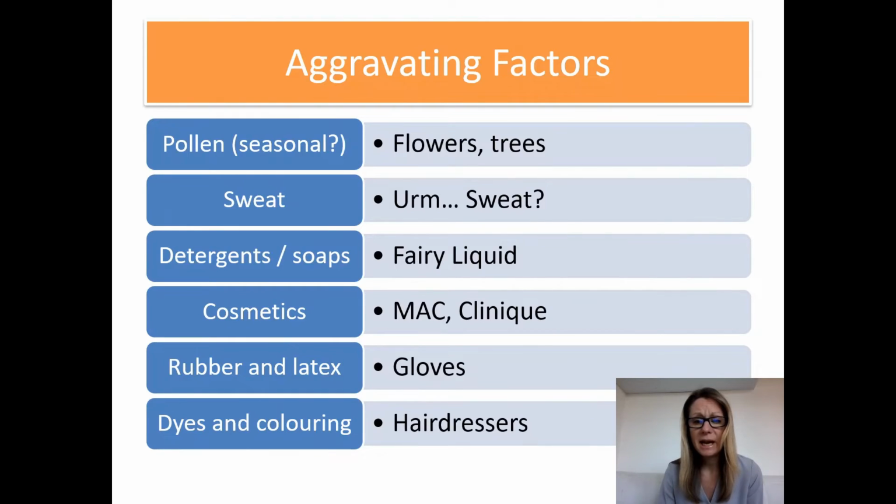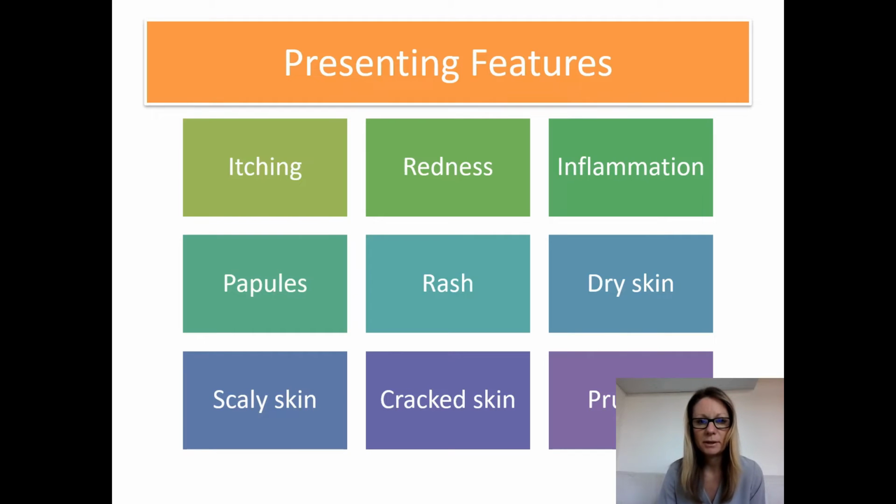There can be many aggravating factors, so here are just some examples, things like pollen, sweat, detergents and soaps. It's often useful to ask whether they've changed any soap or detergent recently. Cosmetics, rubber gloves is a common cause. And for hairdressers, using things like hair dyes and colouring can cause issues. These are the common presenting features. Many skin conditions have the same features, so it can be really difficult to distinguish between them.